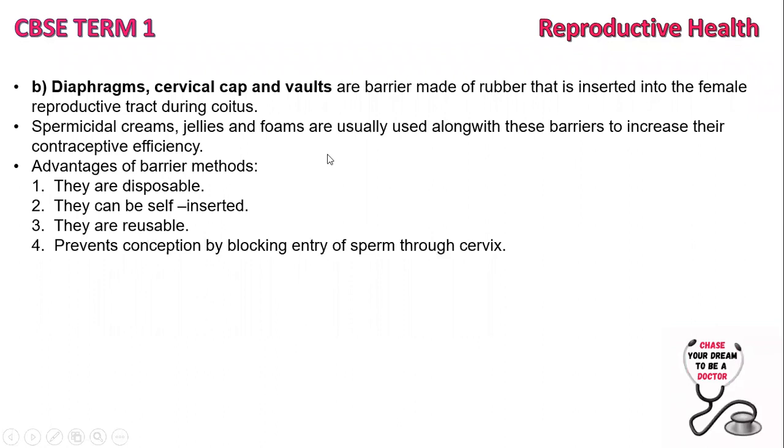Coming on to the second part of the barrier method, it includes diaphragms, cervical caps, and vaults. They are also barriers made up of rubber. Over here it is a rubber barrier that is used by the female partner only, inserted in the female reproductive tract during coitus. To increase the efficiency of the contraceptives, spermicidal creams, jellies, and foams are also used along with barriers.